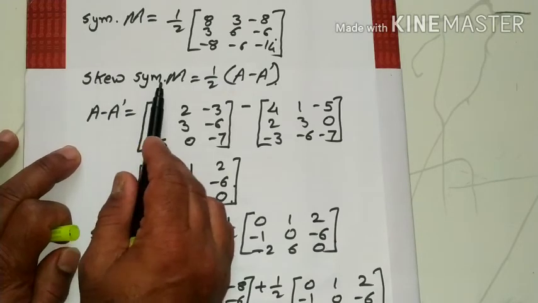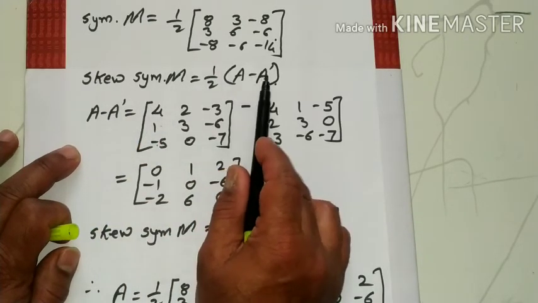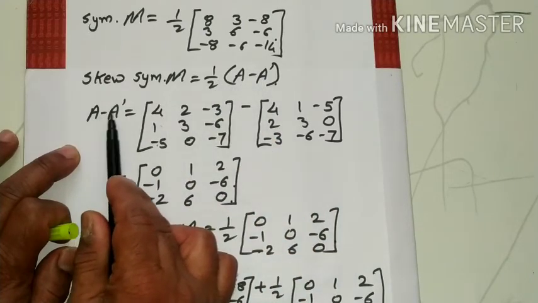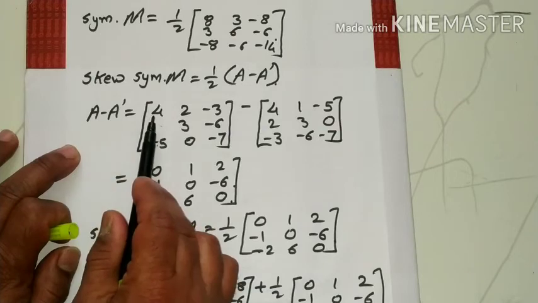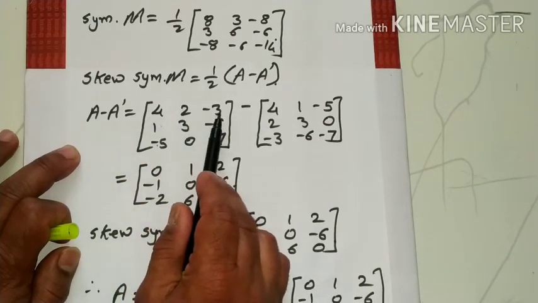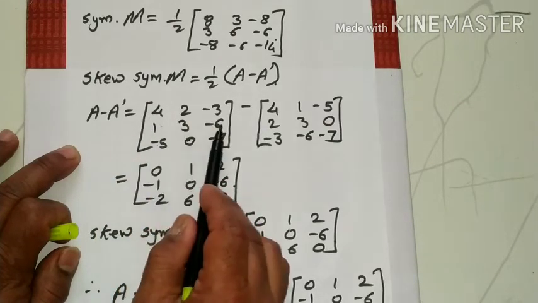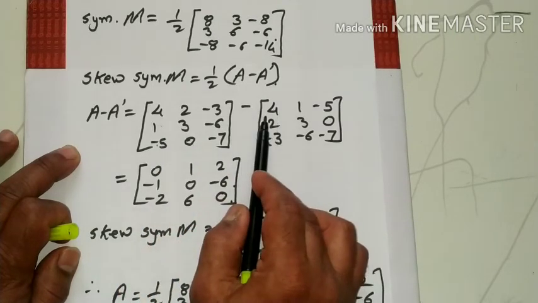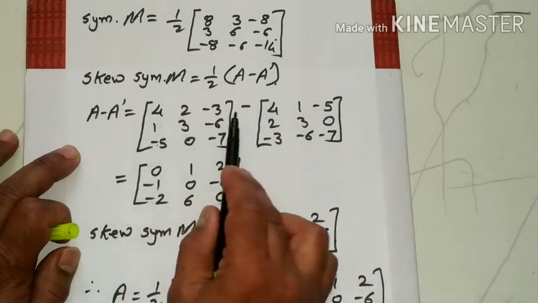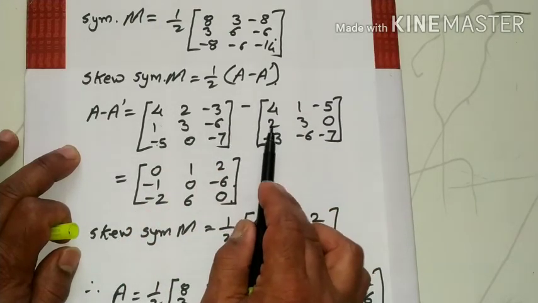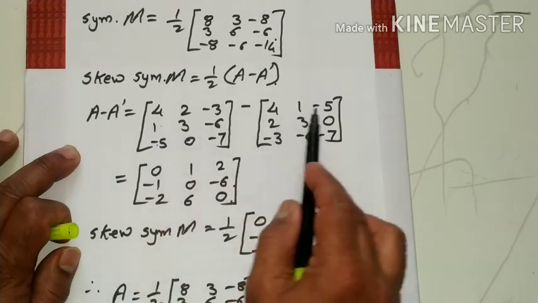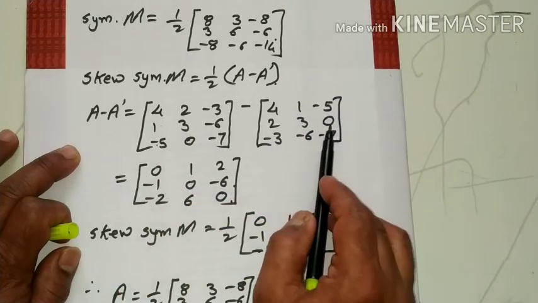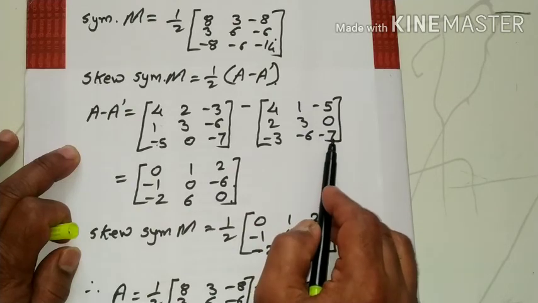Skew symmetric matrix is difference of matrix and its transpose divided by 2. Then write matrix A minus A dash. Matrix A is equal to 4 2 minus 3, 1 3 minus 6, minus 5 0 minus 7 minus transpose of matrix A. Row changes to column. So 4 2 minus 3, 1 3 minus 6, minus 5 0 minus 7 minus 4 1 minus 5, 2 3 0, minus 3 minus 6 minus 7.